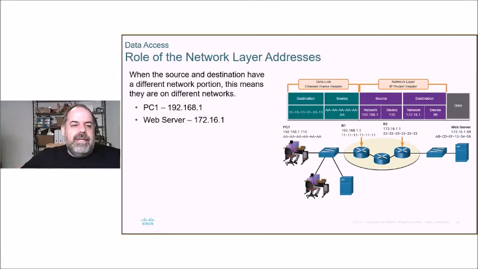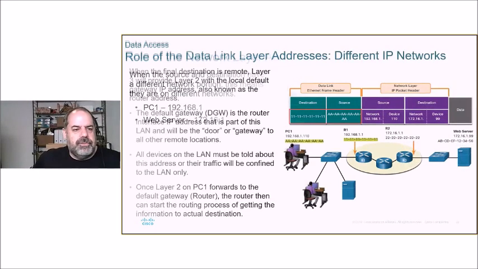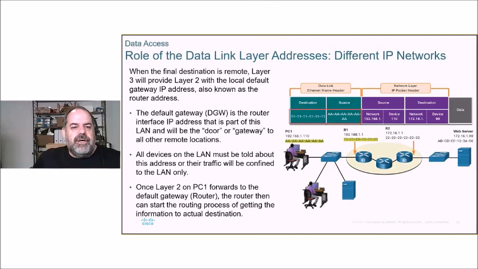And so the role of network layer addresses, when the source and destination are of a different network portion, this means they are on different networks. And so pretty easy to pick there for us, at least. Computers are a little bit stupider though, I suppose. And so when the final destination is remote, layer 3 will provide the layer 2 address of the local interface of the gateway or the router. Default gateway is the router interface IP address that is part of this local LAN and will be the door or gateway to all other remote locations.